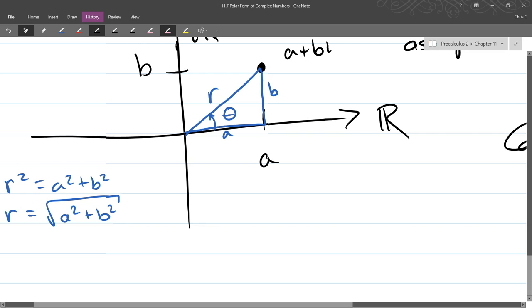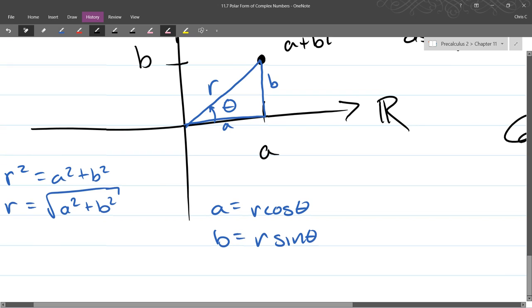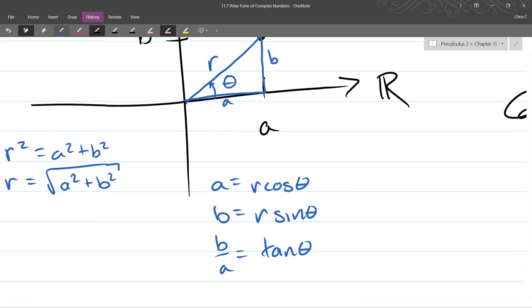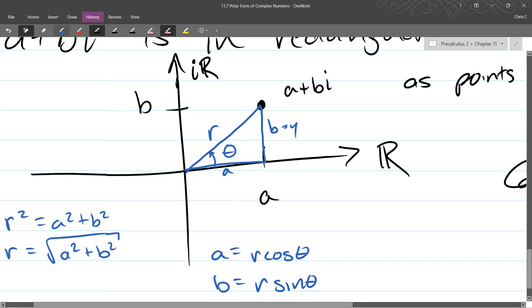And we'll go sines and cosines and tangents now. So we have a equals r cos theta, b equals r sin theta. You just divide by r, and that's just like right triangle trigonometry right there. And b over a equals tan theta. So these are straight out of just regular polar coordinates. Nothing special going on. If you want, you can call that y and that x, and you've got everything in the same exact letters as you had before.